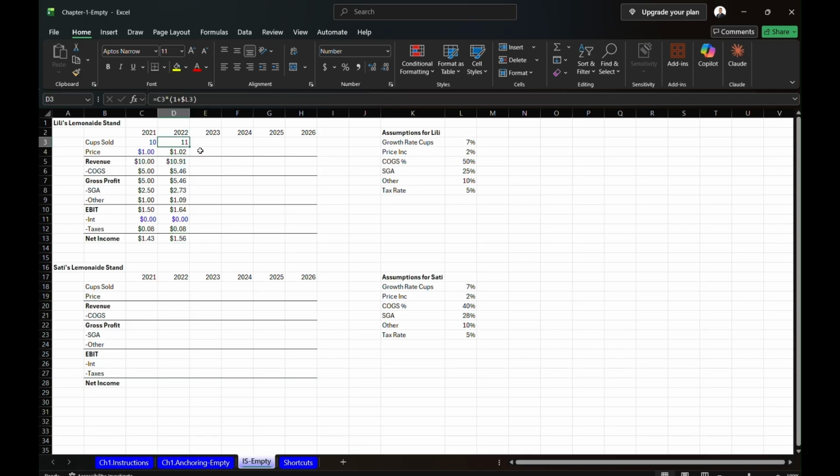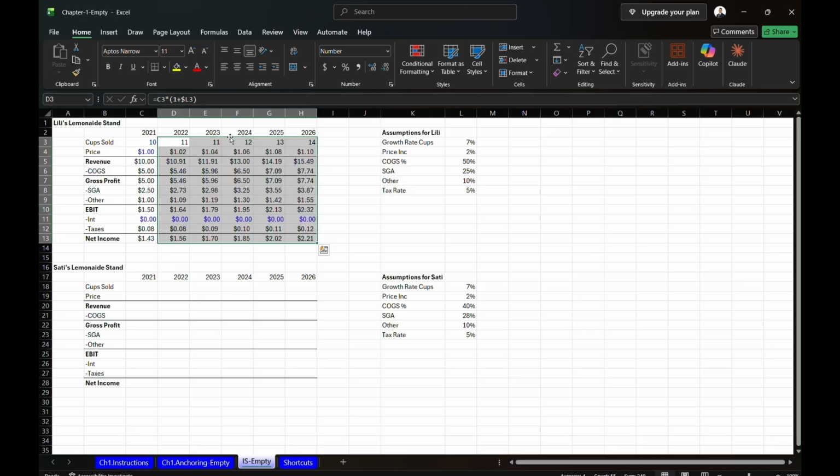And now I can go ahead and do, I'm going to go into D3 here at the 11, do shift, control, down arrow, and then I'm going to let go of control, press shift, and do right arrow to 2026, and again, I can do control R, and you'll see, there we go. The growth rates copied over, and all the revenue, cost of goods sold, gross profit, SG&A, EBIT, net income, everything copied over accordingly. Okay, so now let's do Sati's.